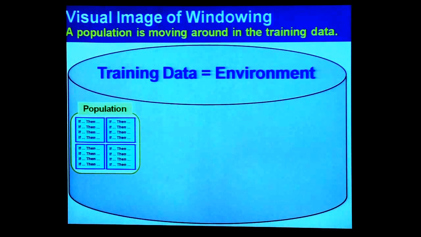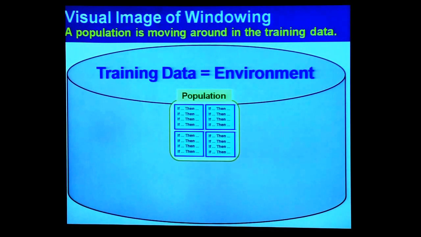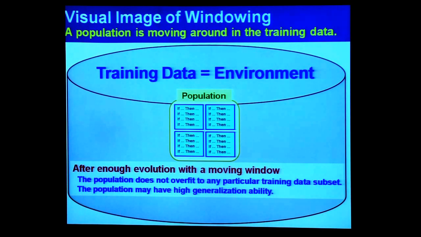Here we have a population. Then the population is moving around in the environment. Then after enough iterations with the moving window, the population does not overfit to any particular training data subset because the population is moving around. And also the population may have high generalization ability.